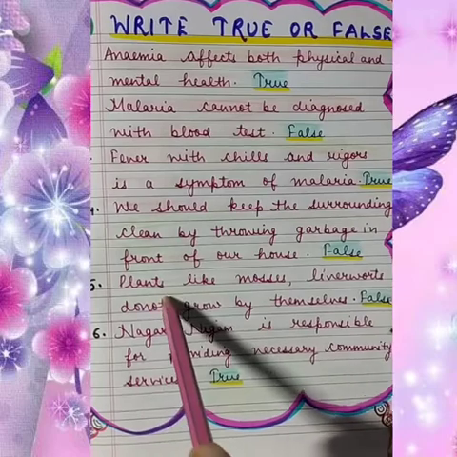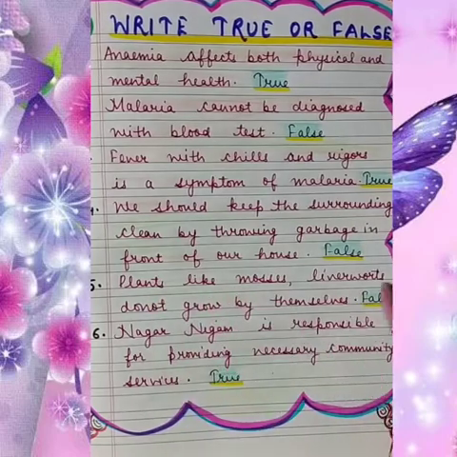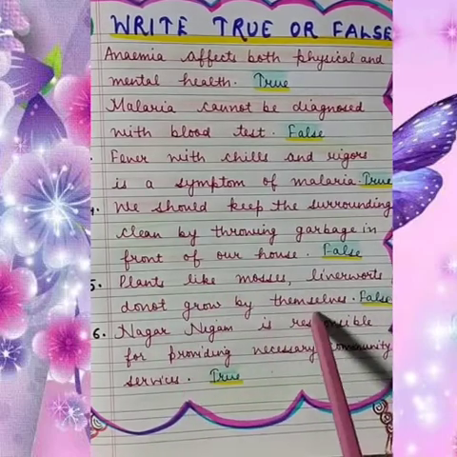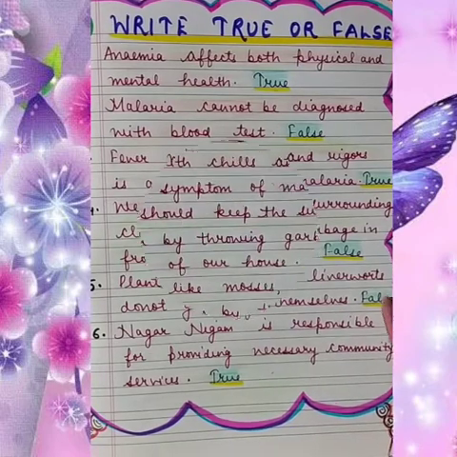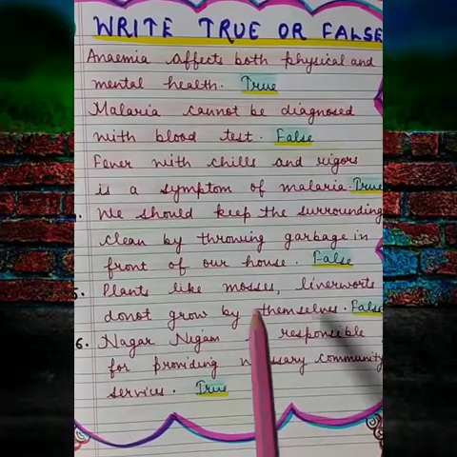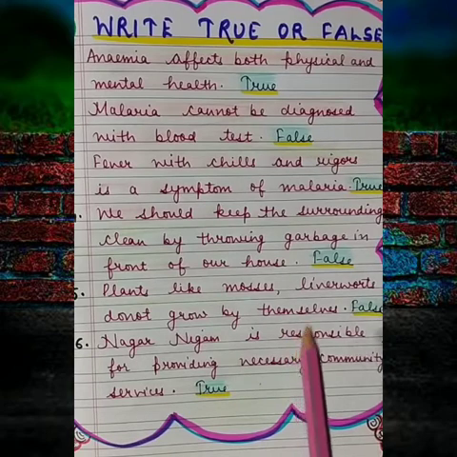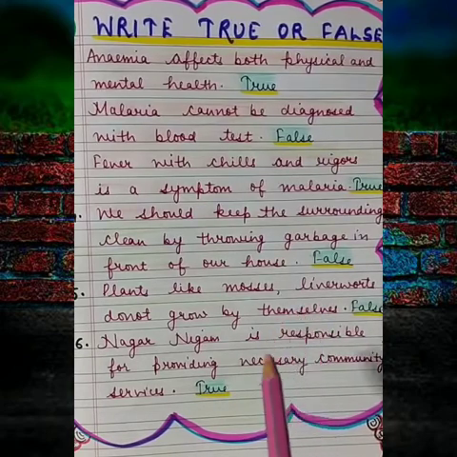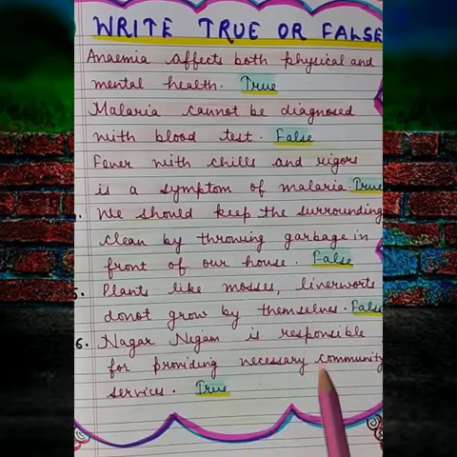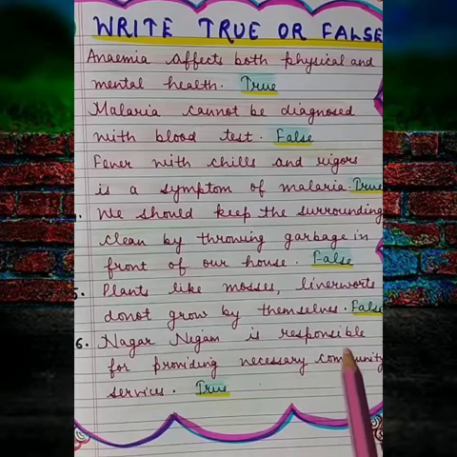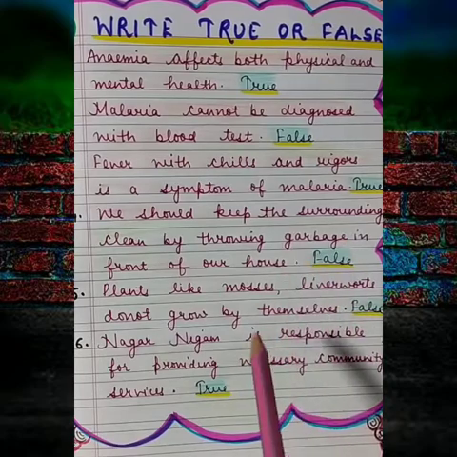Fifth, plants like mosses, liverworts do not grow by themselves. It is false, as liverworts and mosses grow by themselves using the nutrients found in the water and energy from the sun, and they reproduce very quickly, so they grow by themselves. So this statement is false.